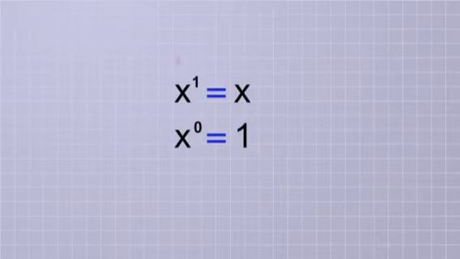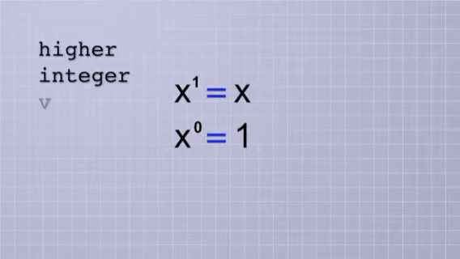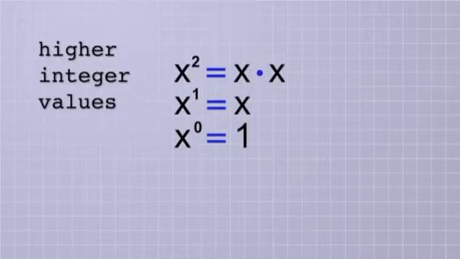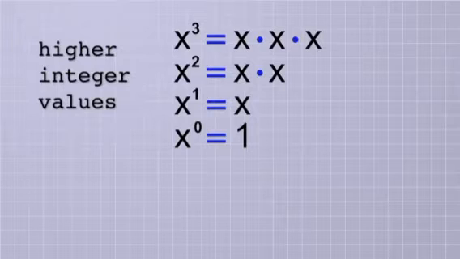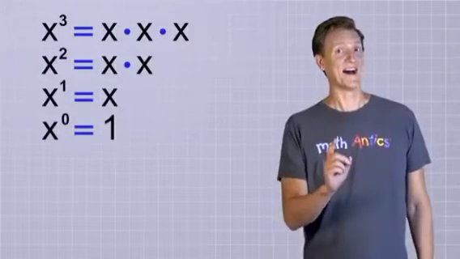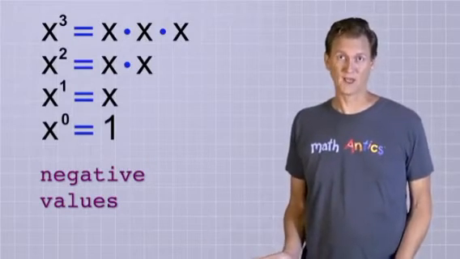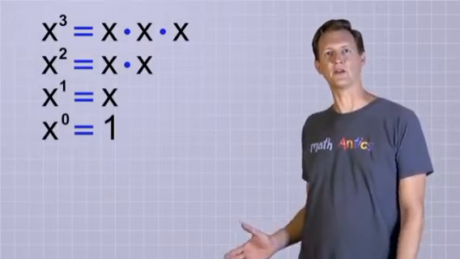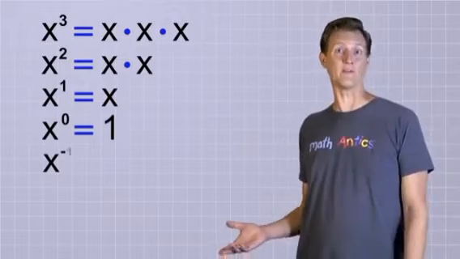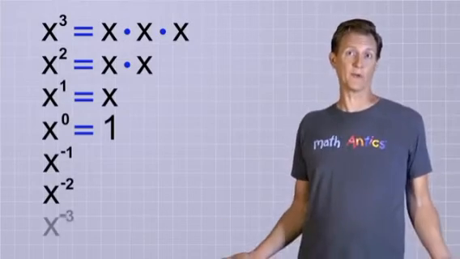They simply tell us that anything raised to the first power is itself, and anything raised to the 0th power is just 1. And because we already know about exponents that are higher integer values, like x to the second and x to the third, that means we've pretty much got things covered, right? Not so fast. Don't forget that integers can have negative values too. For example, what if we had the expression x to the power of -1, or -2, or -3?